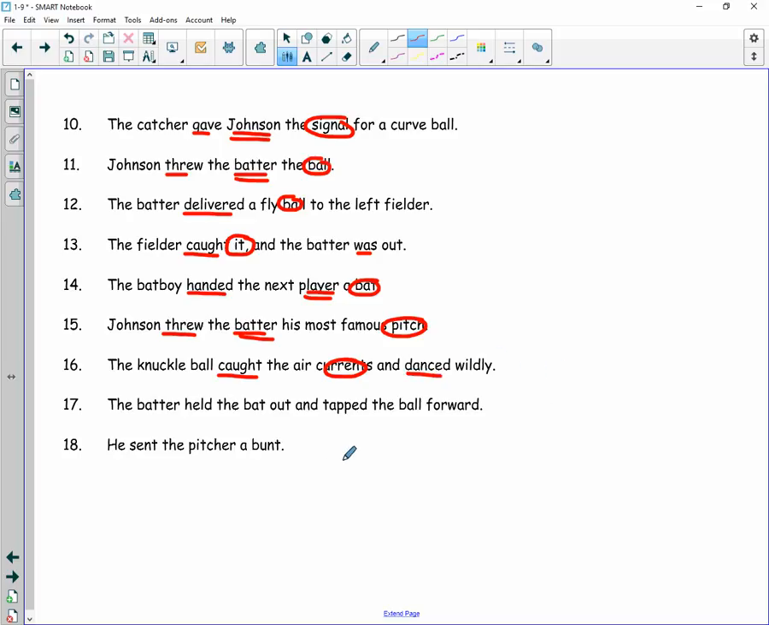The batter held the bat out and tapped the ball forward. Held what? Bat. Who do you hold it to? No answer. No indirect object. Tapped what? Ball. Who did he tap it to? We don't know. So there's no indirect object. He sent the pitcher a bunt. Sent what? A bunt. Who did he send it to? The pitcher. Again, verb, indirect, direct.